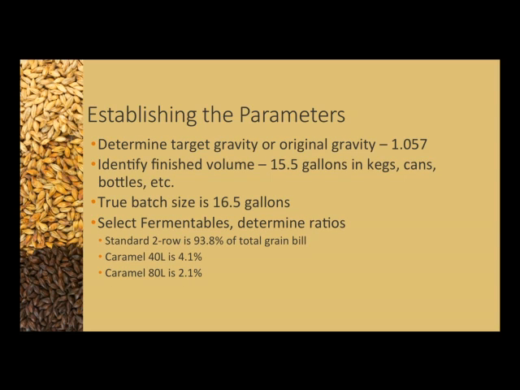You may notice several other volumes on the recipe. These will be explained later in this section. Next is selecting which fermentables will be used and their approximate ratios in the recipe. In our recipe, we have selected standard two-row barley at 93.8%, which makes up the majority of our fermentables. The percentage is simply the percent of the total grain bill that ingredient makes up.